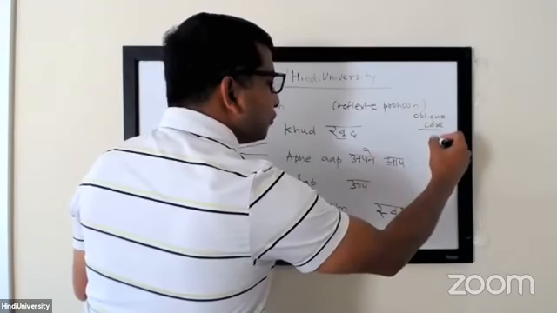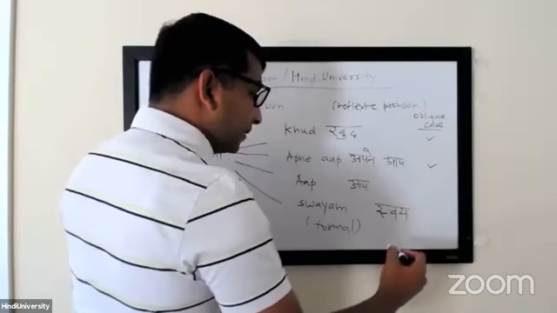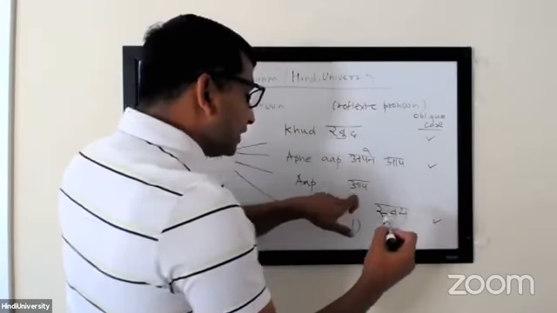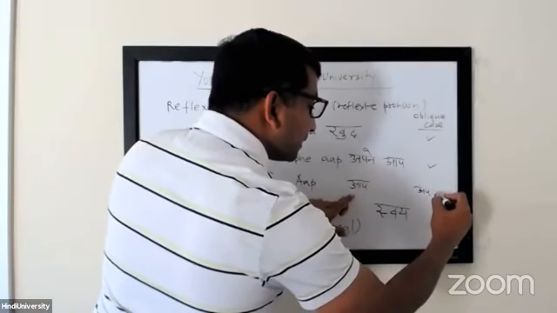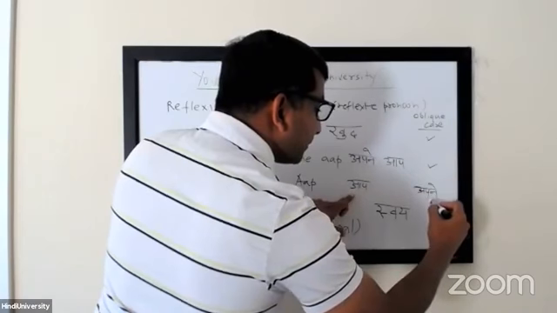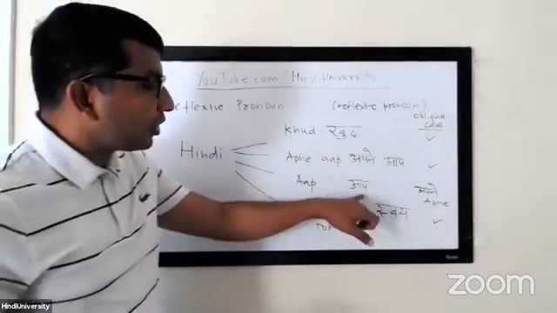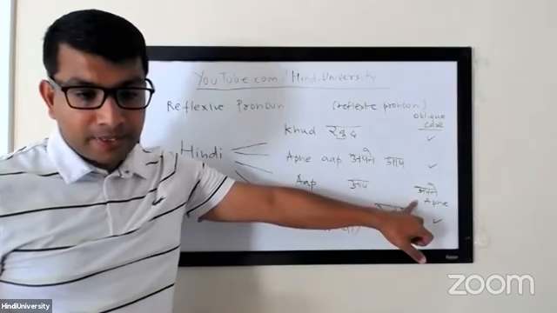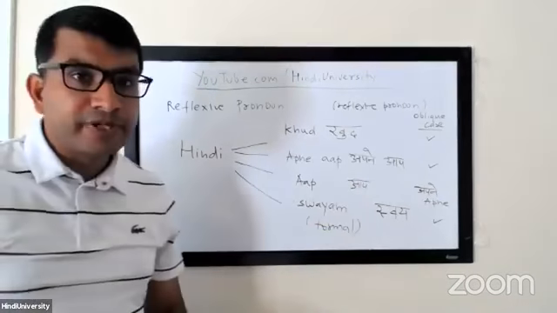The oblique case of khud is exactly the same. The oblique case of apne aap is also apne aap. The oblique case of swayam is also swayam. The only thing that changes is aap becomes apne. Okay, when it is used along with a postposition, aap becomes apne. We will cover one example of it, but the rest of them should be straightforward.